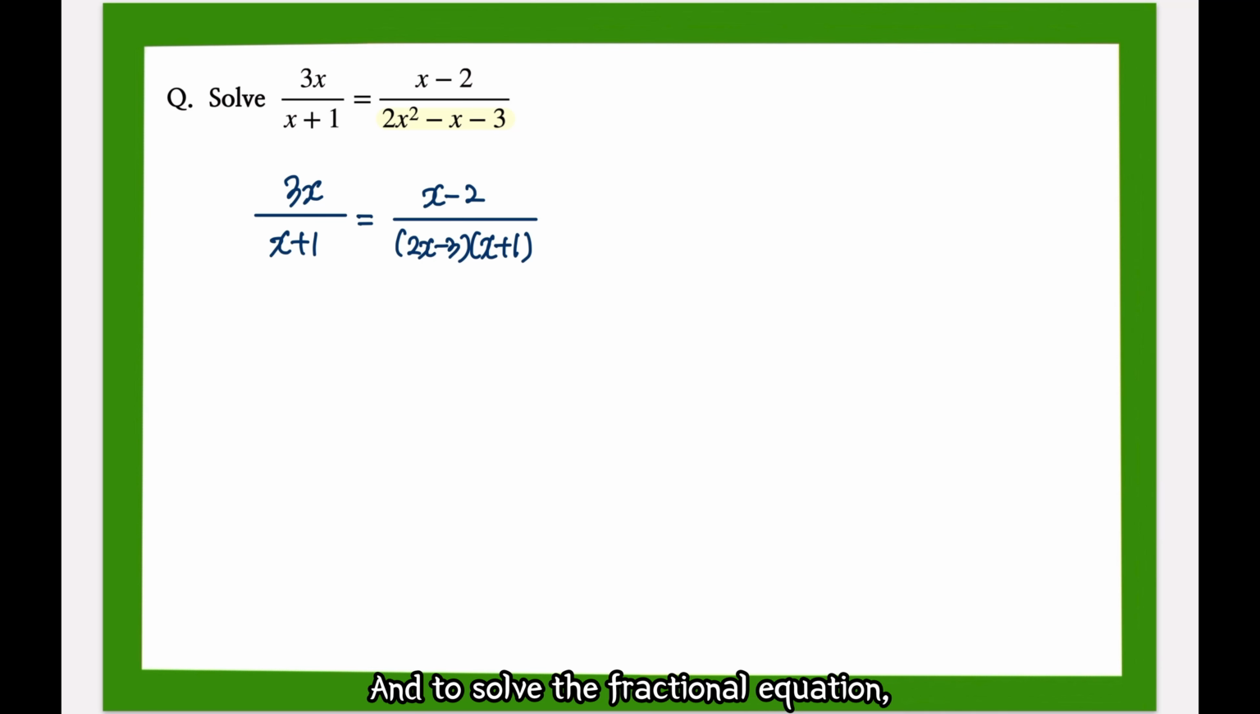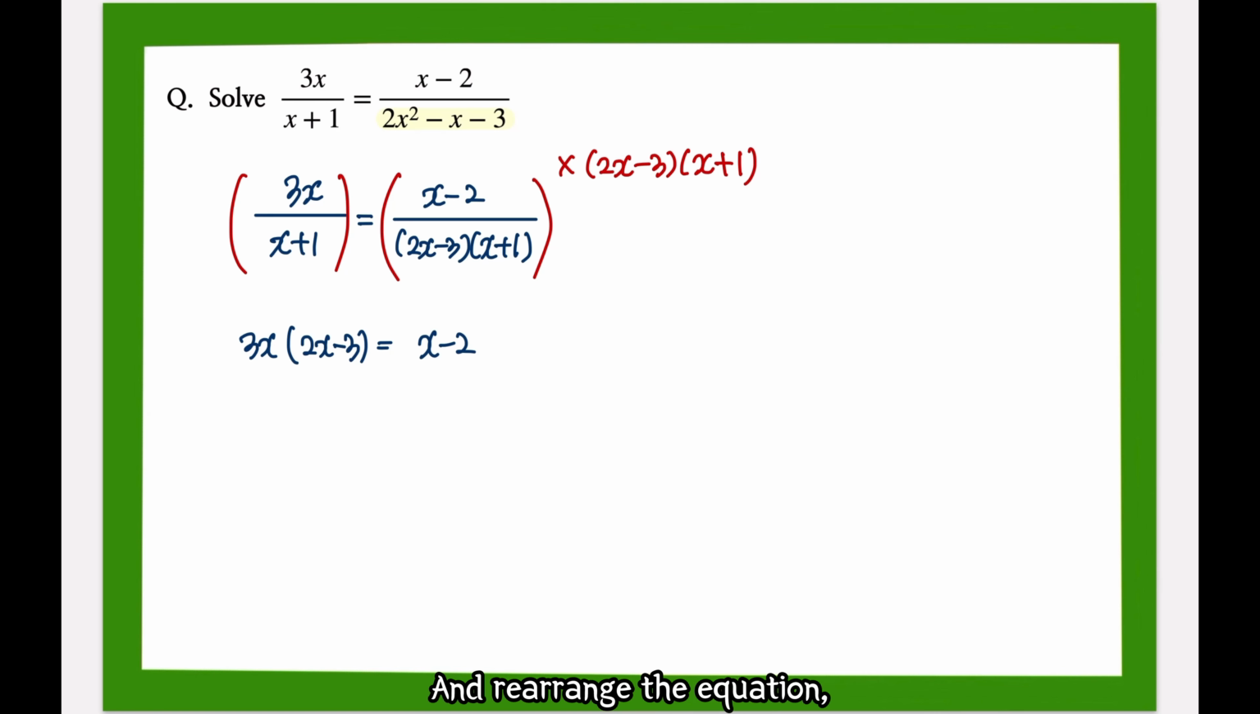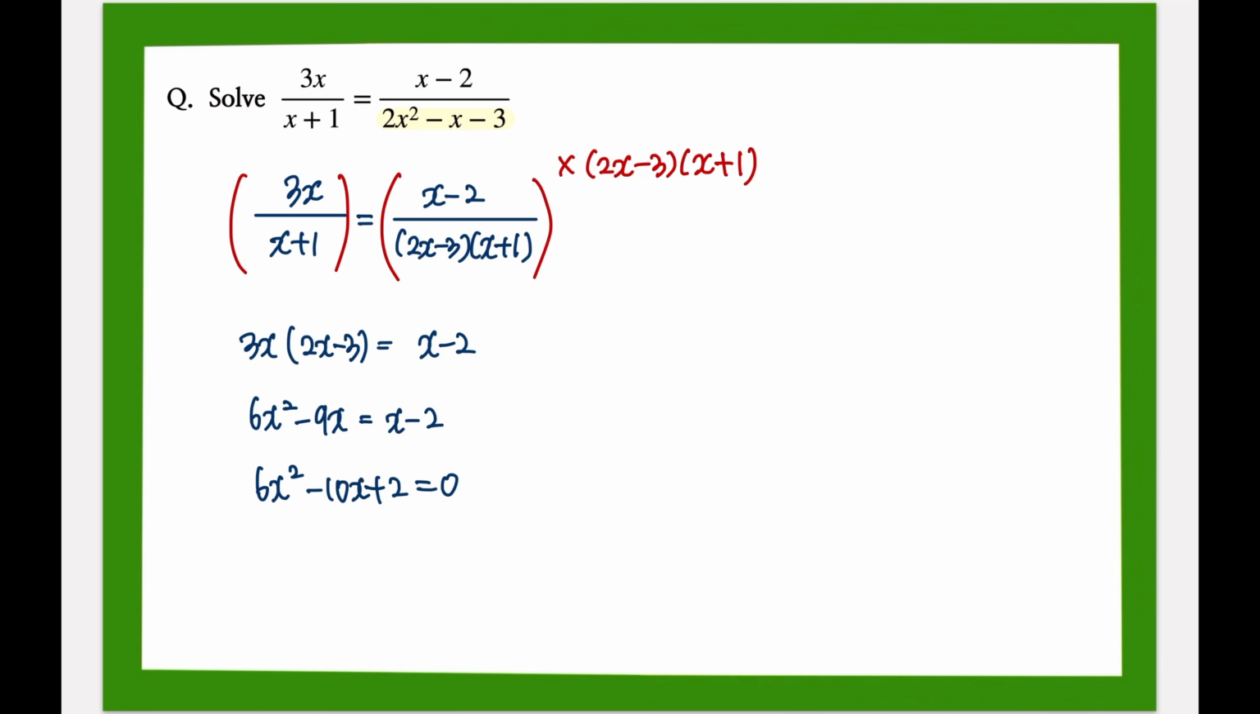And to solve the fractional equation, we have to multiply both parts by (2x minus 3)(x plus 1). By multiplying those, we can get rid of the denominator part. Then we get 3x(2x minus 3) equals x minus 2. Expand the bracket, then 6x squared minus 9x equals x minus 2. Rearrange the equation, then 6x squared minus 10x plus 2 equals 0.